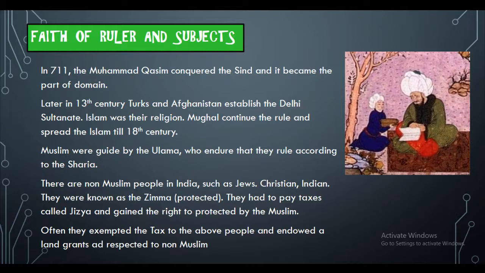So gradually Muhammad Qasim controlled all this Sindh land, and he started to spread the Muslim religion. And specifically during the 13th century, when the Turks and Afghans came to India, they established the Delhi Sultanate. And when they established the Delhi Sultanate, their religion became official, and the Islamic religion spread throughout India. And especially during the Mughal period, the Islamic religion spread widely into many regions of India. That is during the 18th century, right? So this is how the Muslim rulers came to India, controlled certain lands, and gradually spread their religion throughout the Indian country.